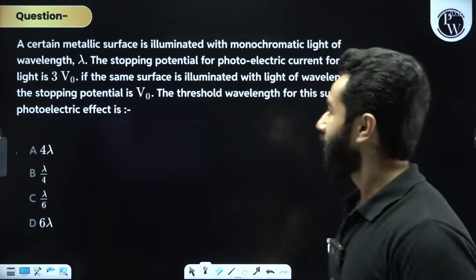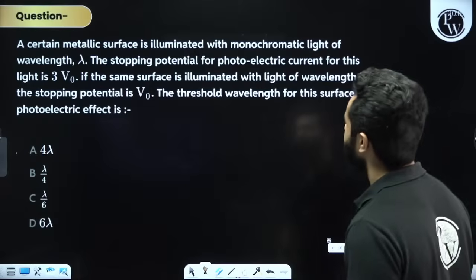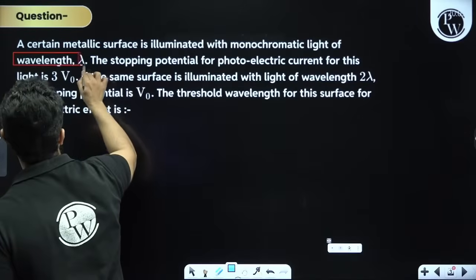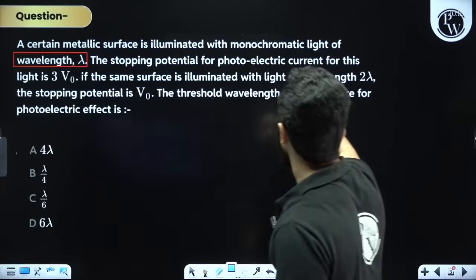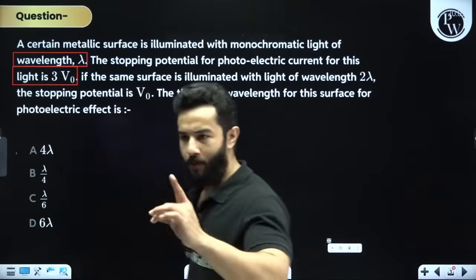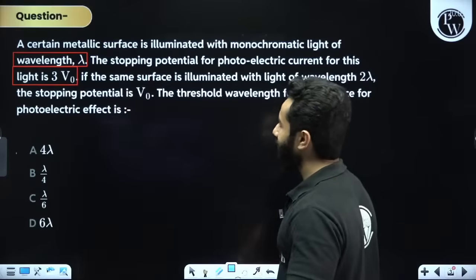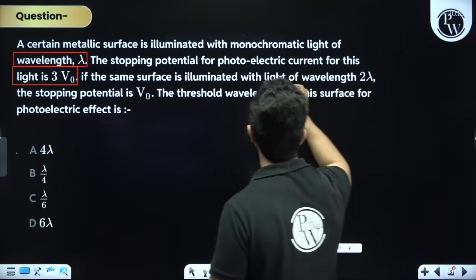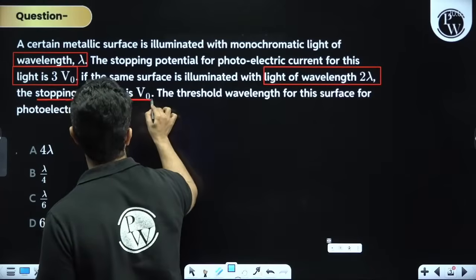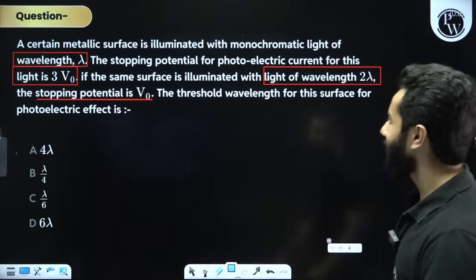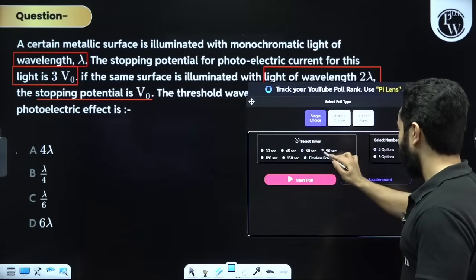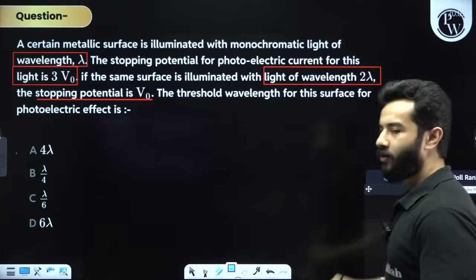Next question says, a certain metallic surface is illuminated with monochromatic light of wavelength lambda. So wavelength is lambda, alright. The stopping potential for photoelectric current for this light is 3V0. Please note that this is stopping potential, right? Next, if the same surface is illuminated with light of wavelength 2 lambda, and the stopping potential is V0, that means stopping potential has decreased, the threshold wavelength for this surface of the photoelectric effect is. Let's start. 90 seconds. Let's begin. Quickly let me know in the chat box.